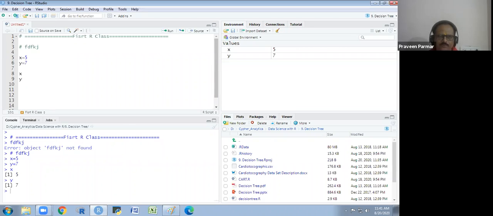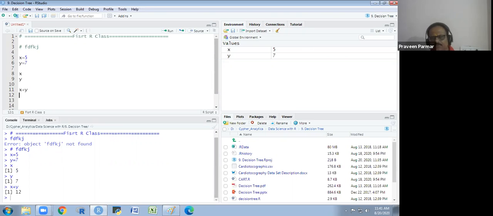And now I need to perform some operation, so I will get the result in the console. Whatever you write in the script will be saved in real time. You don't have to press Control S or anything there. If your system accidentally turns off, the next time you open it, you will get the same script.